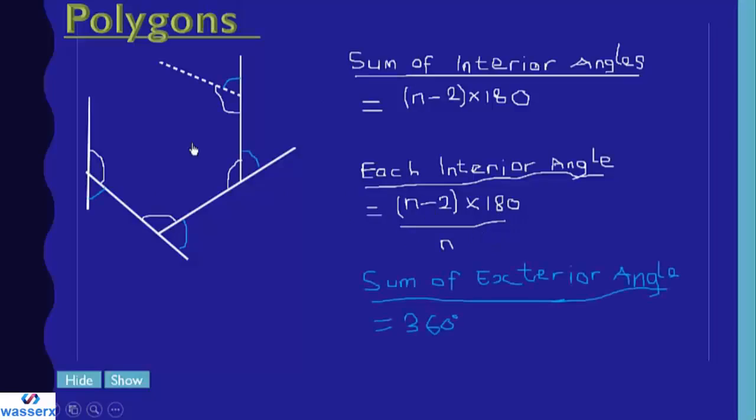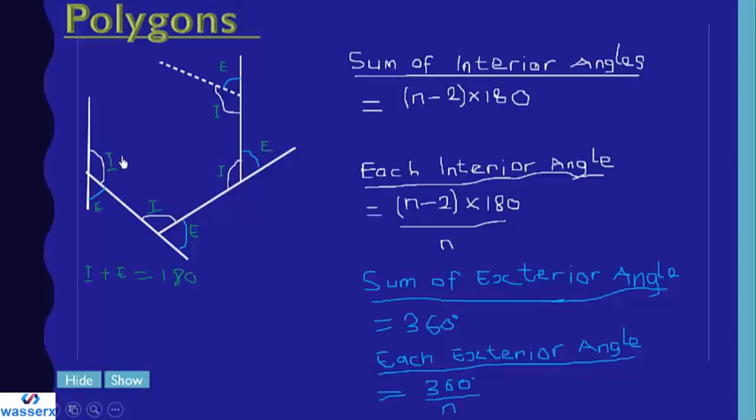Then it also has exterior angles, and the sum of all these exterior angles, no matter the number of sides, will give us 360 degrees. Then also you have to take note that each of the exterior angles is given by 360 degrees over n. Now if you add the exterior angle and the interior angle, it should give us the sum of angles on a straight line, which is 180 degrees. Now let's take some worked examples from WASSCE.